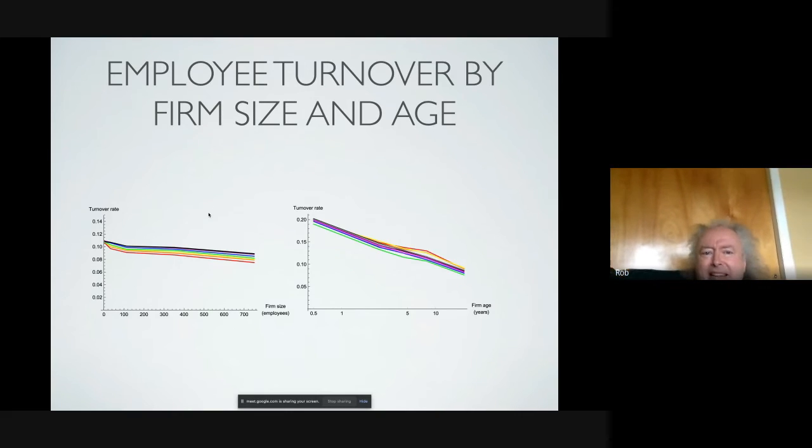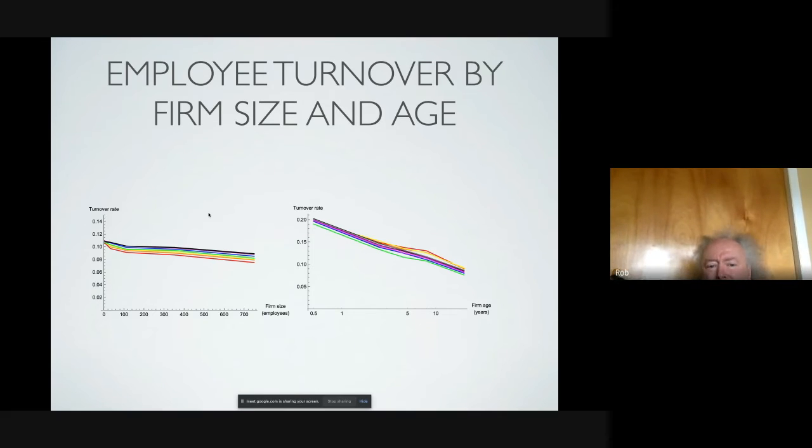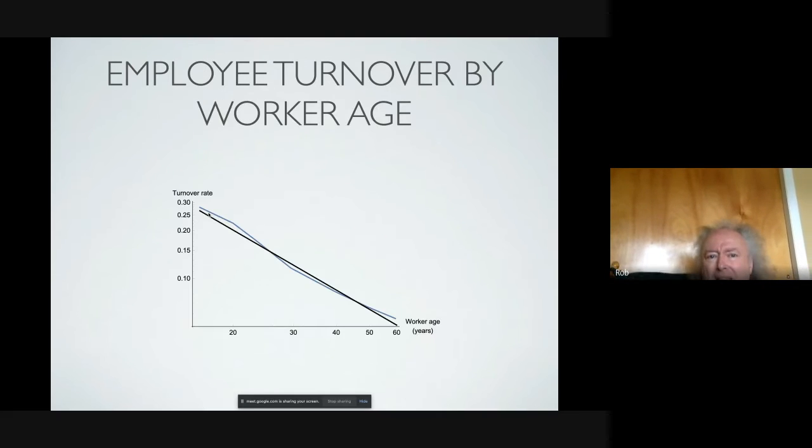And now we can slice and dice this by firm size and firm age. How does the turnover vary? Well, I've got turnover here based on firm size, firm age. Once again, just kind of gross patterns. Every color is a different year. But the main thing to say, these are roughly stationary rates when you look at it over time.